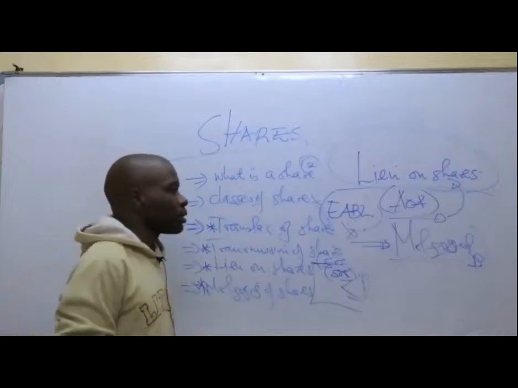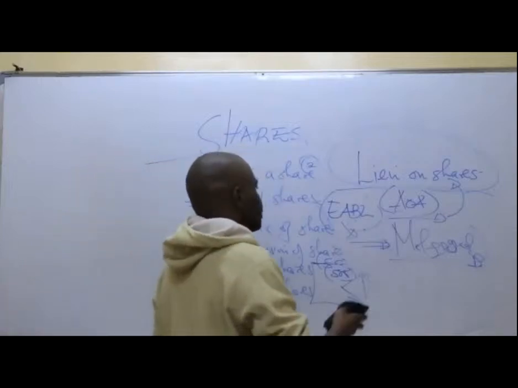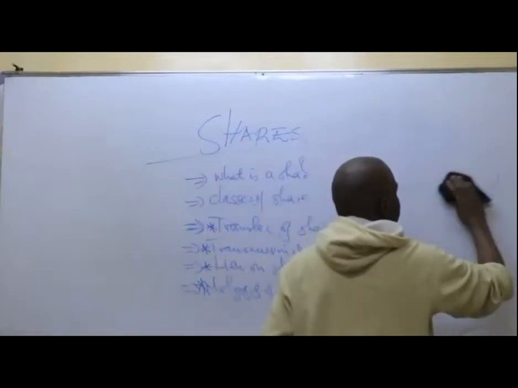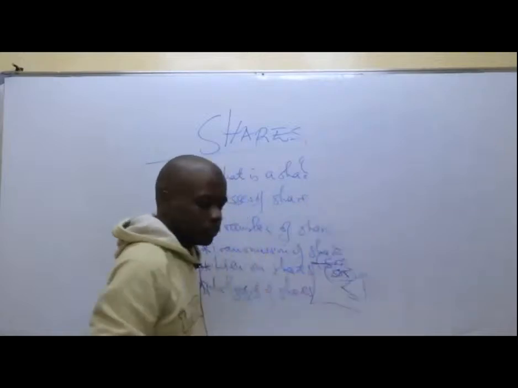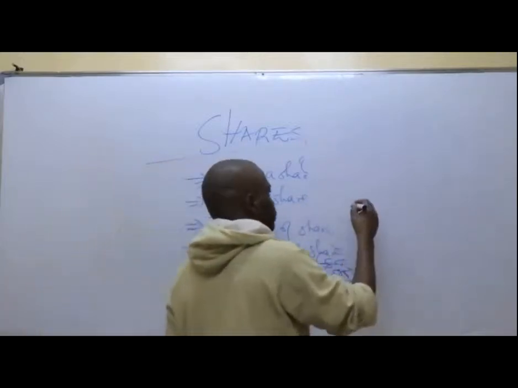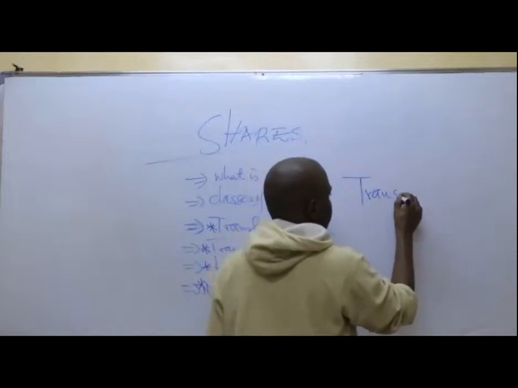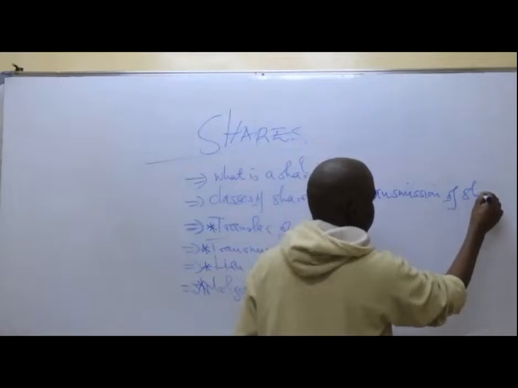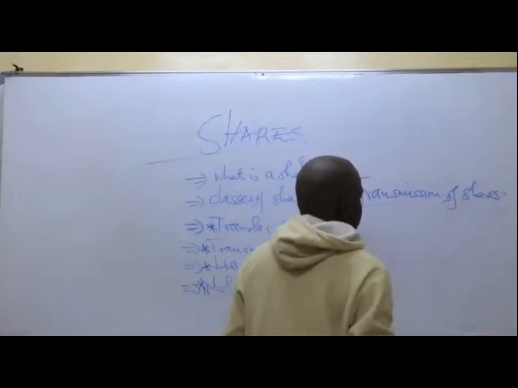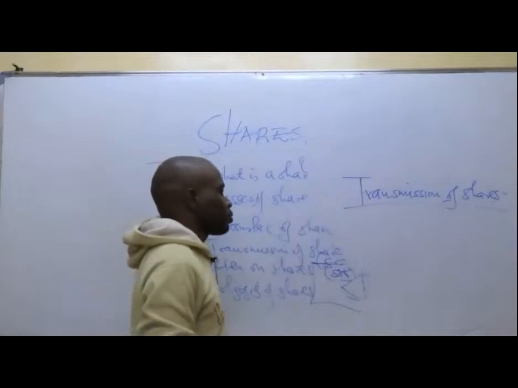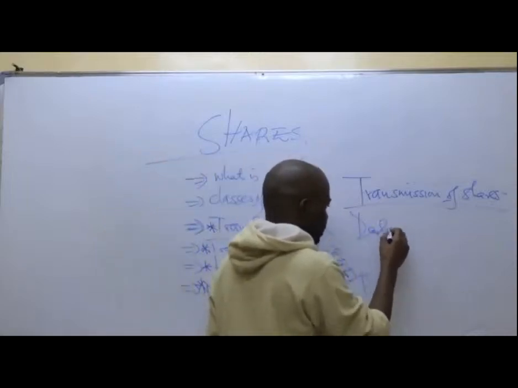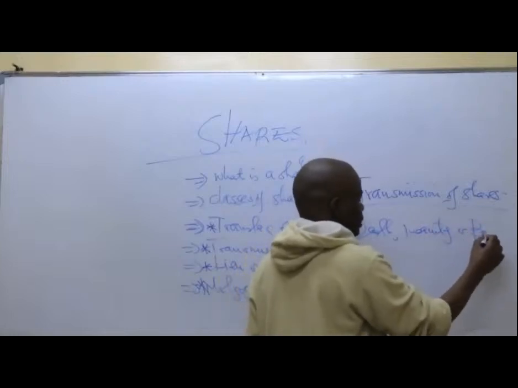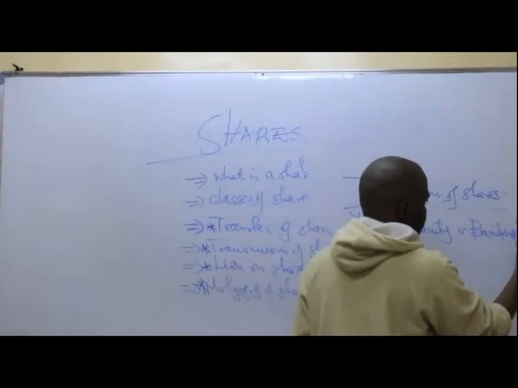So we can briefly look at transmission of shares. Transmission of shares basically will happen in circumstances whereby, for example, there is death, insanity, or bankruptcy.